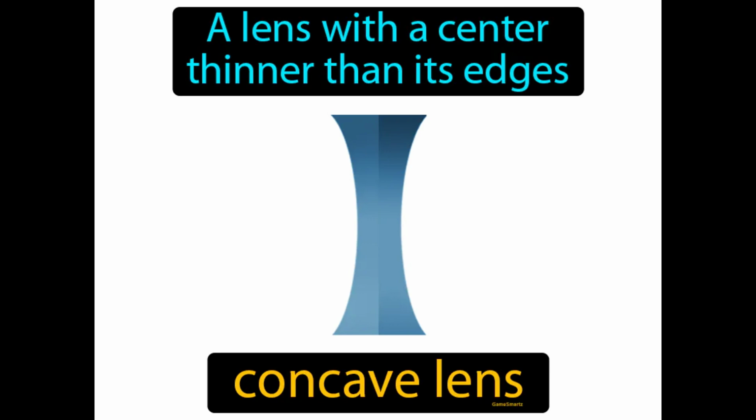A lens with a center thinner than its edges. Concave lens. A concave lens is a type of lens that spreads out light rays, making objects appear smaller.